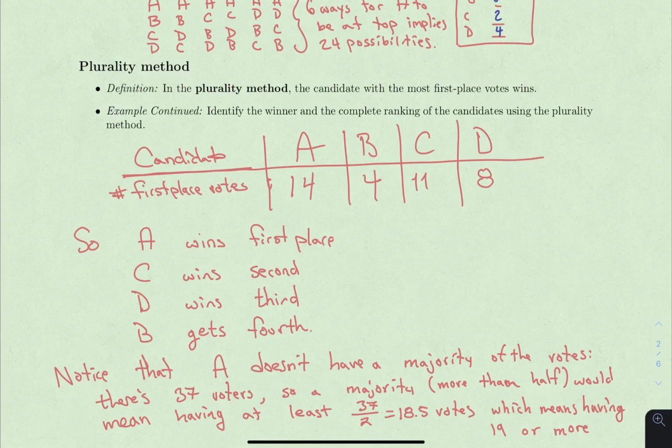So this is an issue with the plurality method. It's not demanding a majority. It's just asking who has the most first place votes. So that's our first method for deciding a winner of an election.